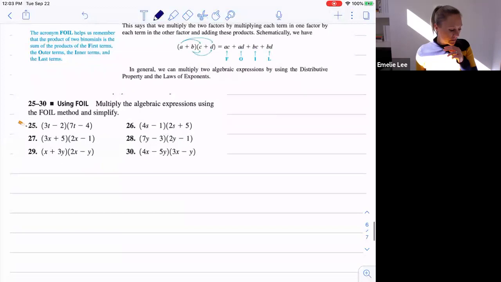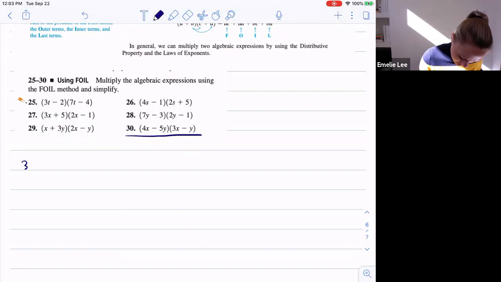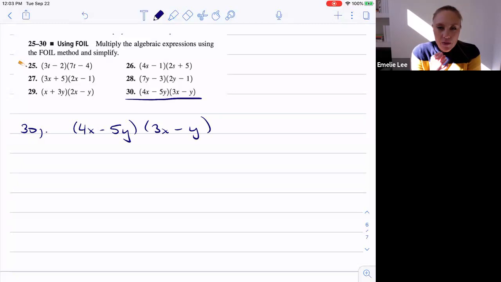So let's do 30. If I've got 4x minus 5y times 3x minus y, I have to multiply this. It says using the FOIL method. I don't care which method you use. I just want you to be able to simplify this. Okay, multiply and simplify.